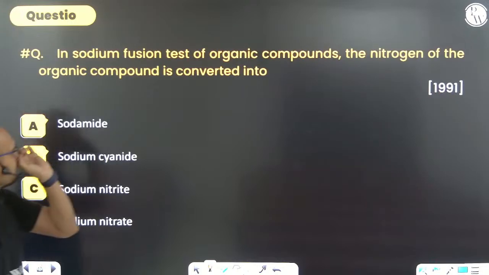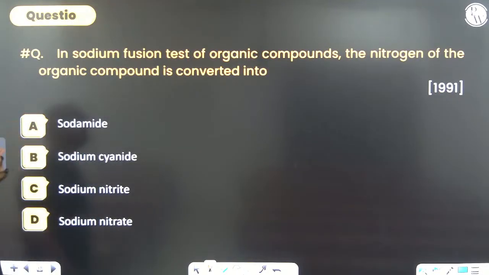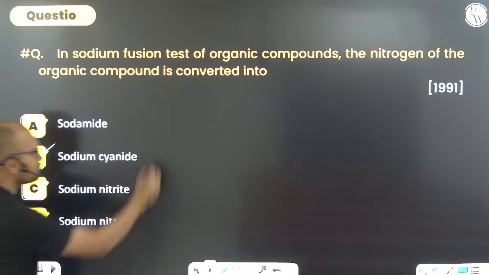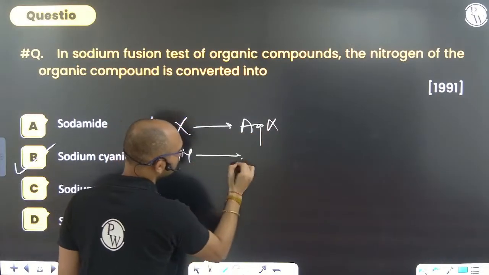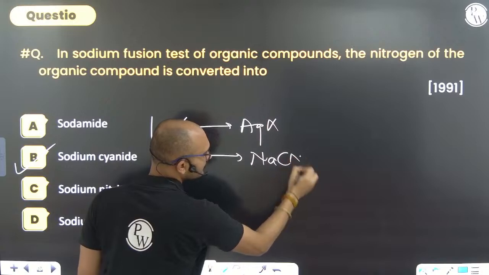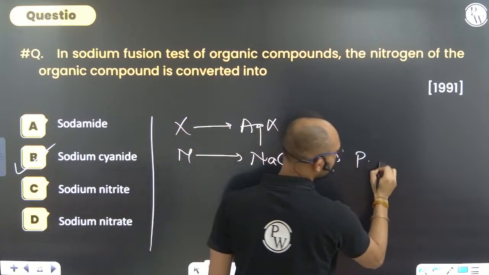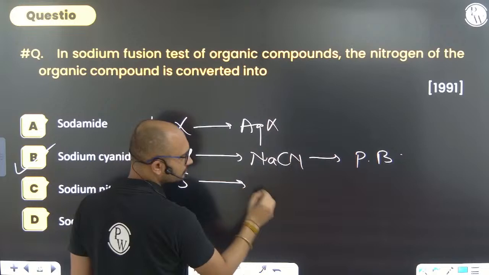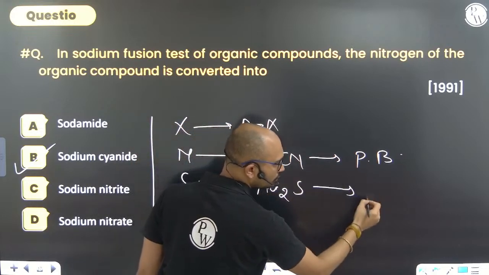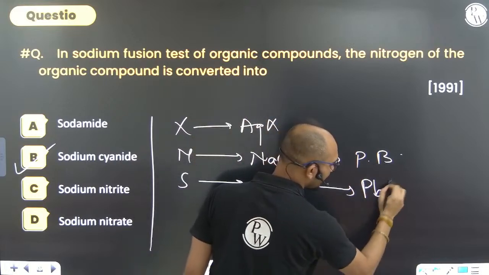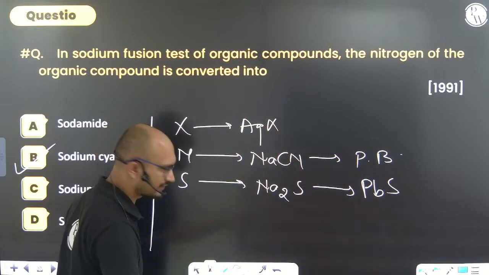Next, in the sodium fusion test of an organic compound, the nitrogen in the organic compound is converted into, I hope you all remember, sodium cyanide. It converts into cyanide. So halogen into AgX, nitrogen into NaCN, that ultimately converts into Prussian blue, sulfur into Na2S, that finally converts into PbS, or barium sulfate also, but that is a different thing.